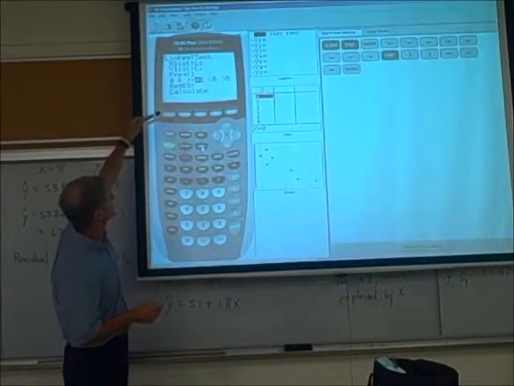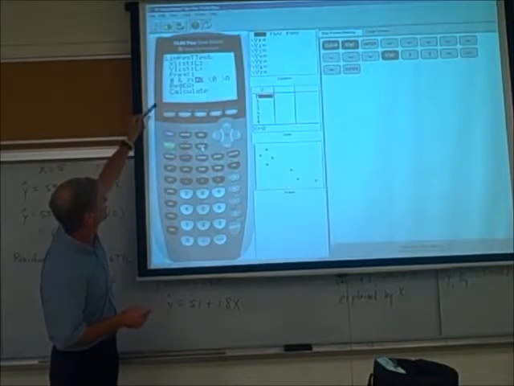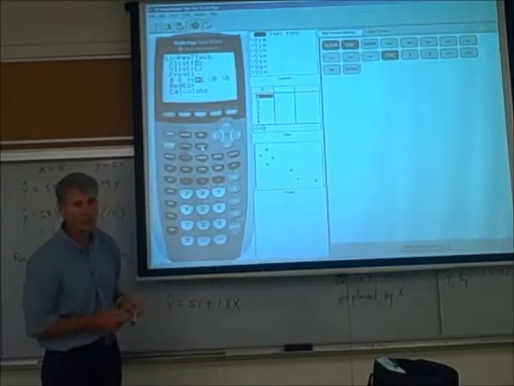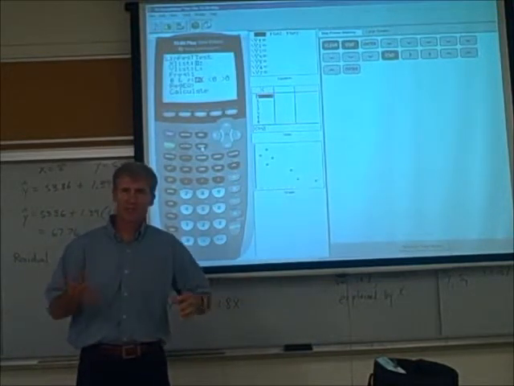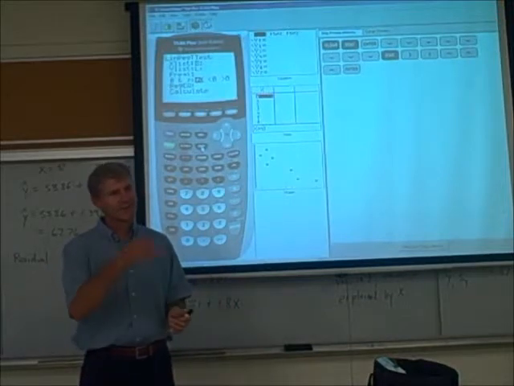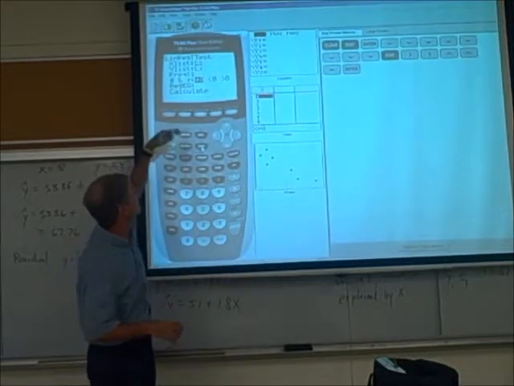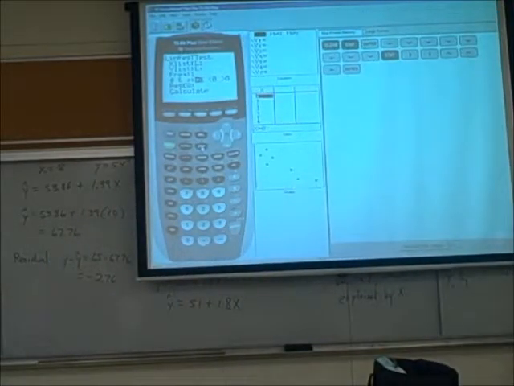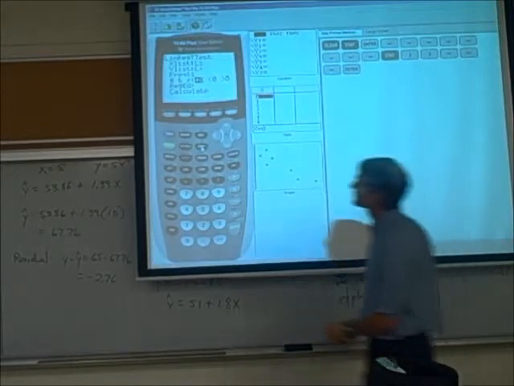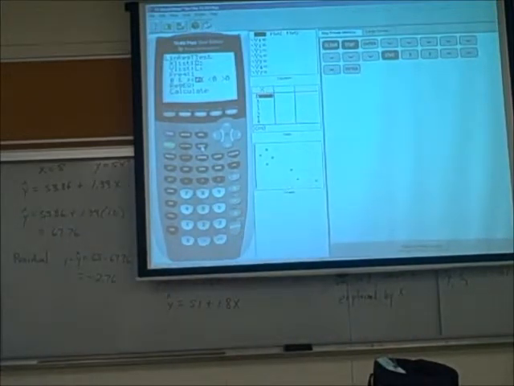What about the next three lines? Freq, Alternative, and RegEQ. Ignore them. We don't care what those are right now. Later in the semester, if we have time, and I don't think I ever do, we'll come back to that. But just arrow down to Calculate. So the only thing you do is set the X and Y list. So I'll arrow down to Calculate. Press enter.